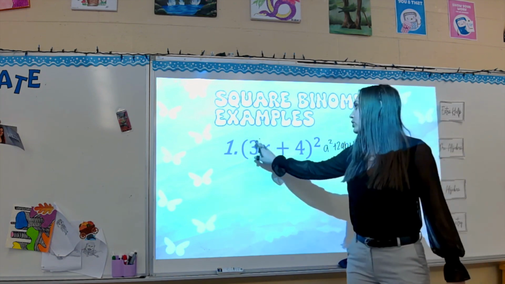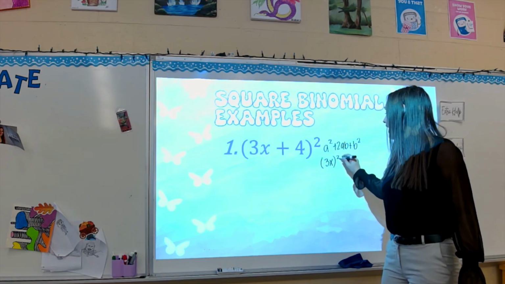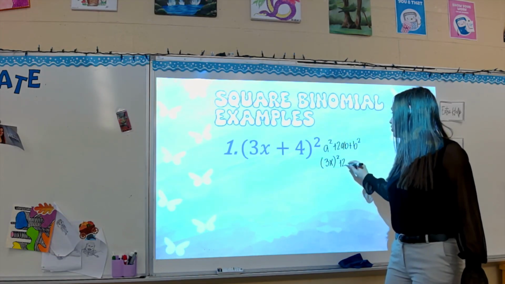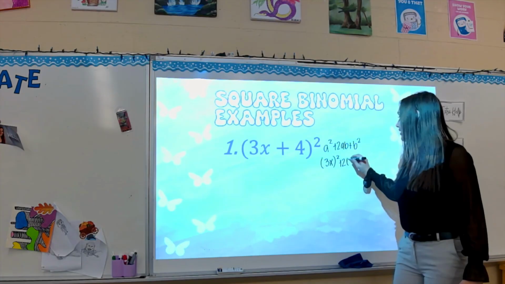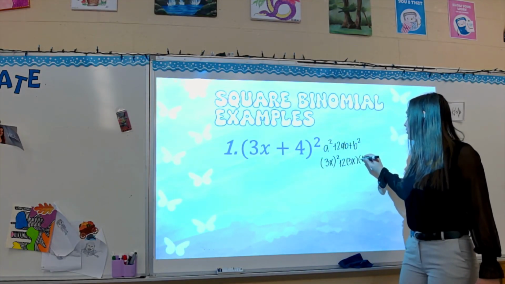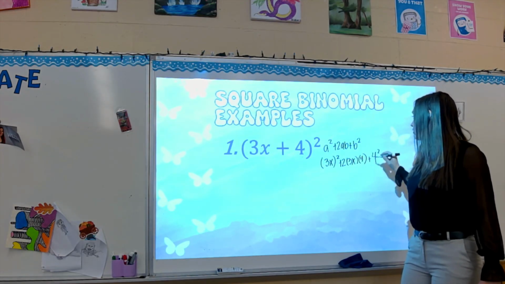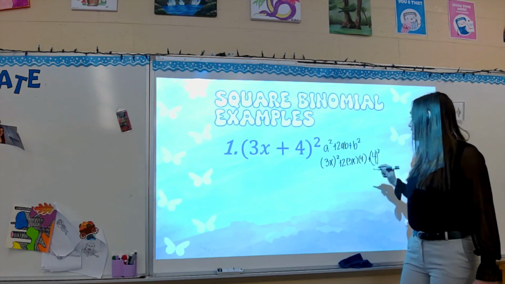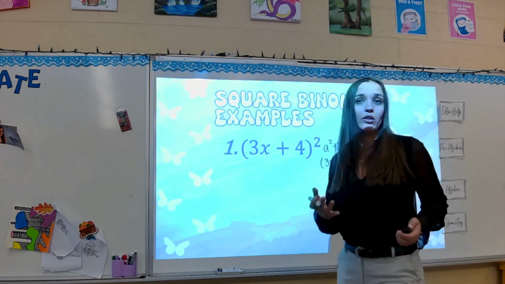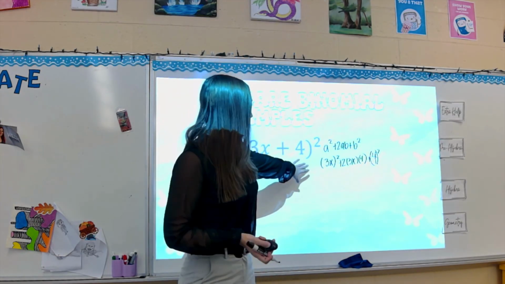Here, my a is my first term, which is 3x. So I am squaring 3x plus 2. My a is 3x once again. My b is 4, and then once again, my b is 4. You can put the 4 in parentheses, or you don't have to because it doesn't have a variable attached to it, but either way, that's how we would expand it.